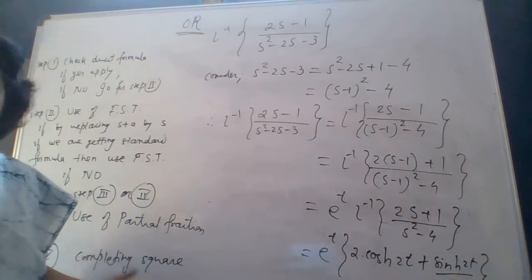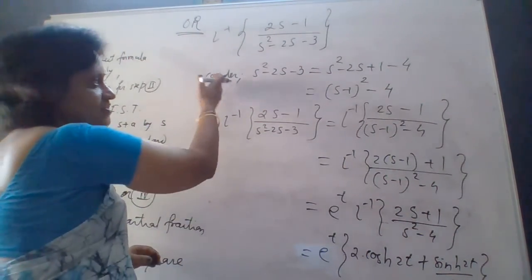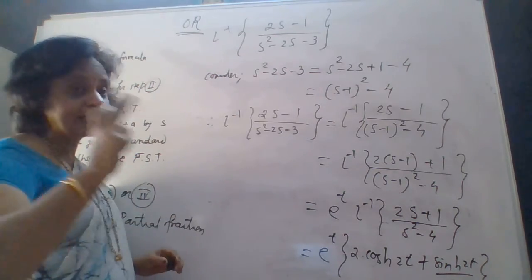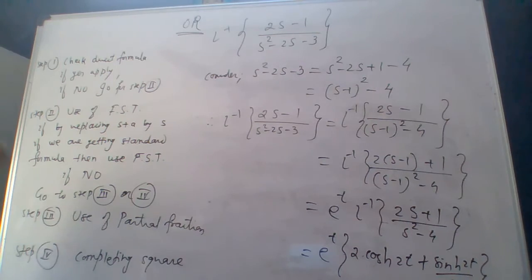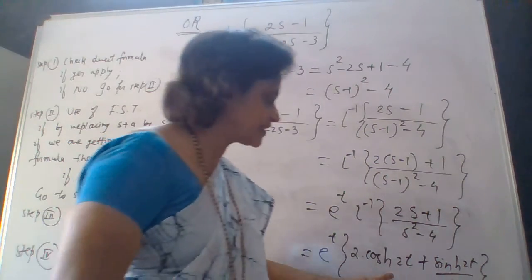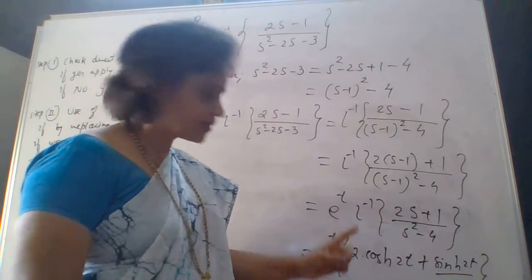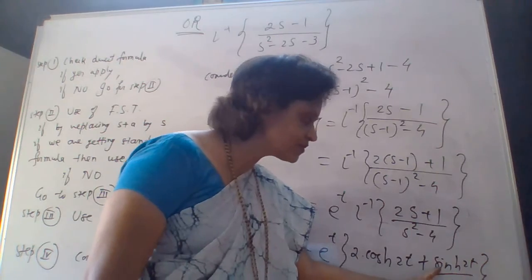So the same problem we can solve by partial fraction also and by completing square also. Now don't get confused. Same problem we are solving by using different methods. We are getting different answer? No, no. This answer is in terms of sin hyperbolic and cos hyperbolic t. That was in terms of e. So if you replace this by e, everyone knows the formula.